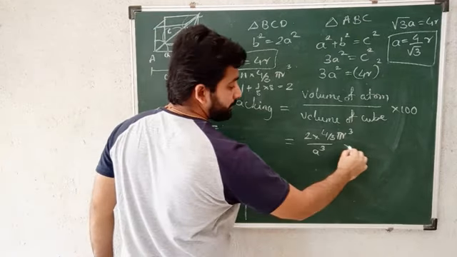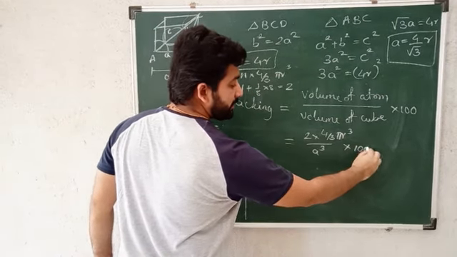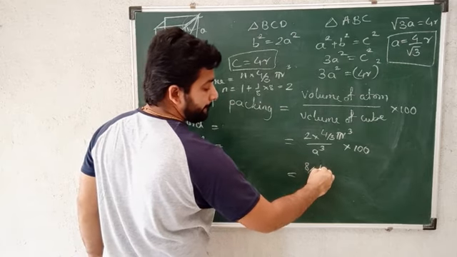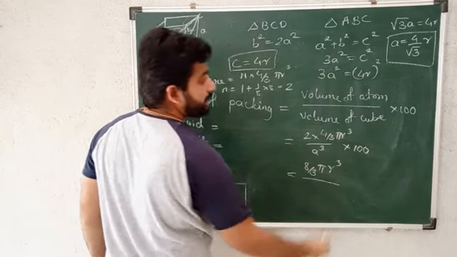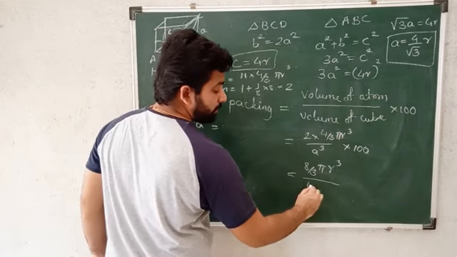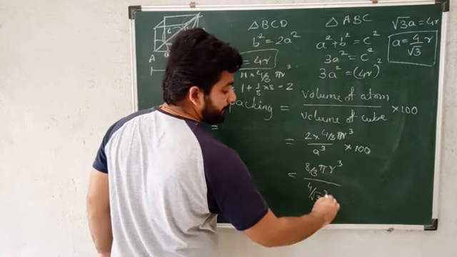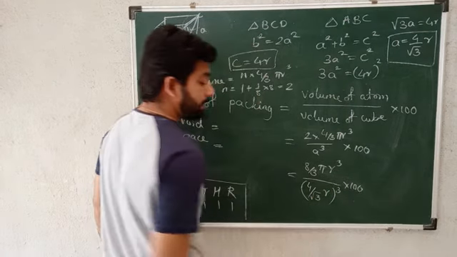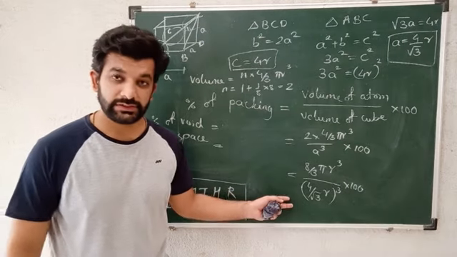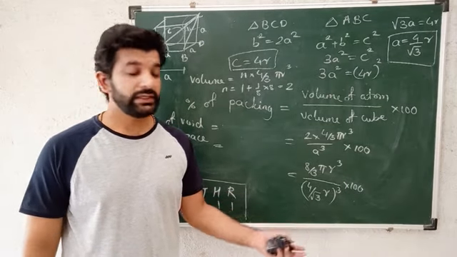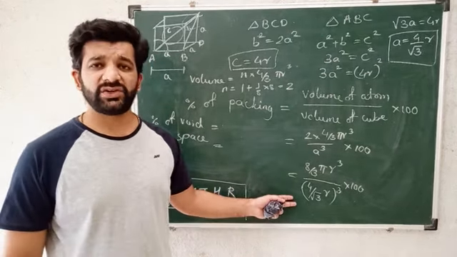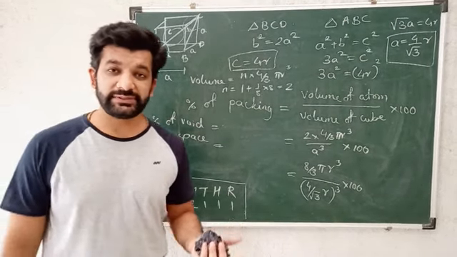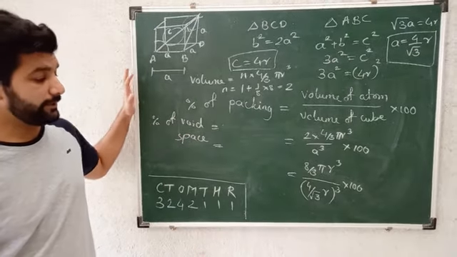Next task is to substitute the value of a. So this becomes 8 by 3 pi r cube divided by the value of a, which is (4 by root 3 r) whole cube, into 100. Further calculation I leave to you, and directly it comes to about 68 or 62 percent packing efficiency, and then we can find the void spaces for the body centered crystalline unit.